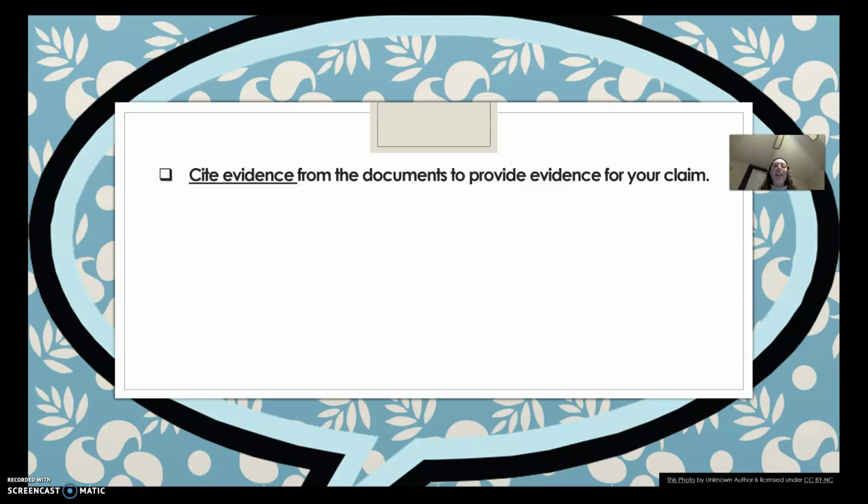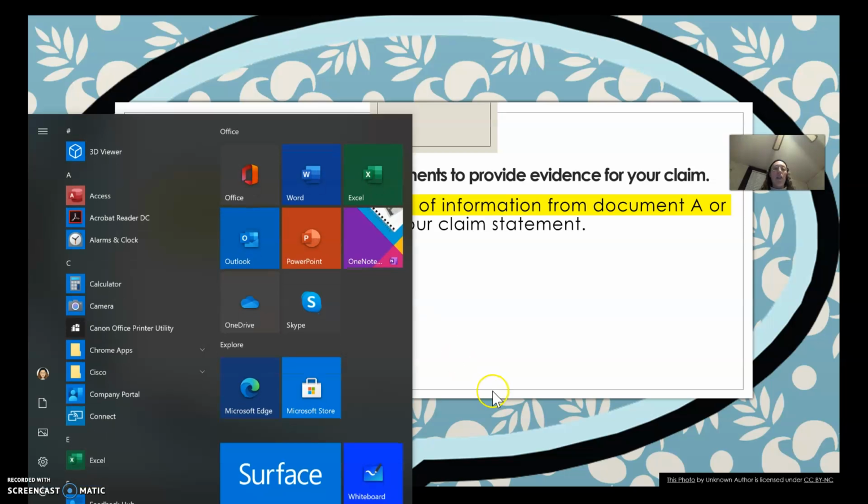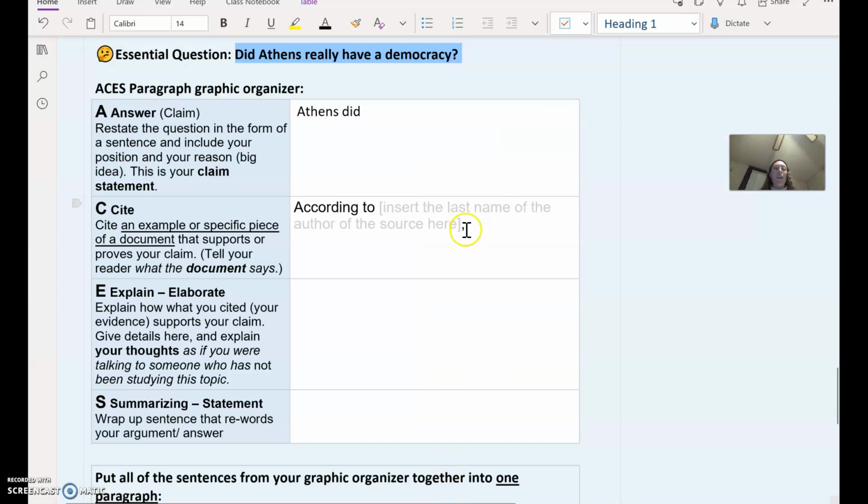Now that you've finished the claim statement, you should have one sentence written in the answer box of your graphic organizer. Now we're going to go on to the cite box. And so to cite evidence from the documents, this is basically citing the text like you do in language arts. So it provides evidence for our claim. We're going to first of all choose a sentence or piece of information from document A or document B that supports our claim.